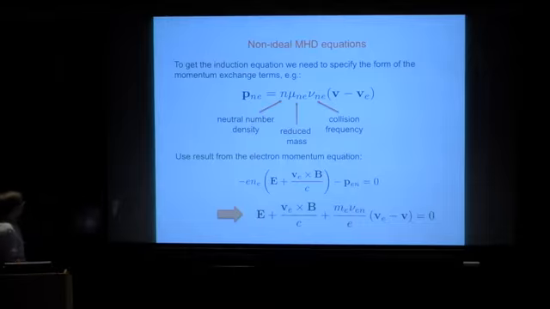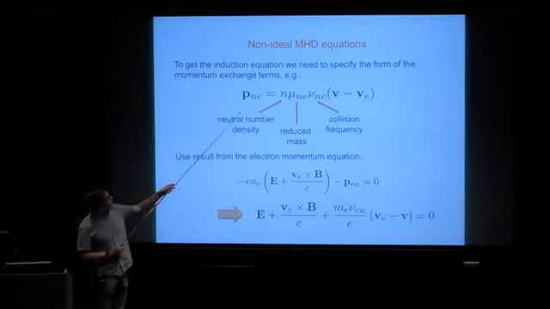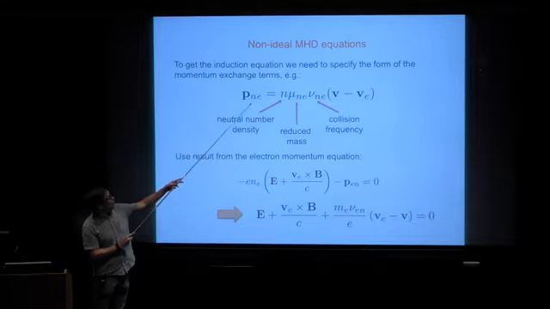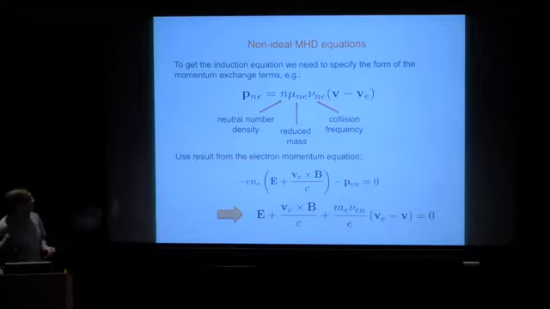So we can say in principle how we get going. Imagine how much momentum transfer we have between the neutrals and the electrons. How many collisions are we getting, and how much momentum is being transferred there?